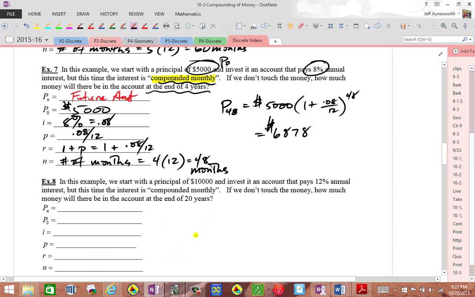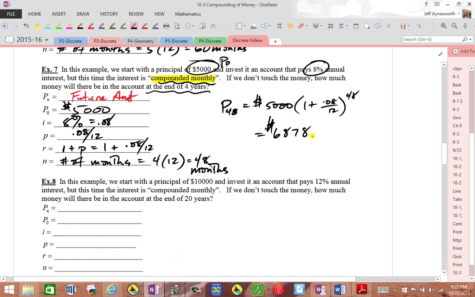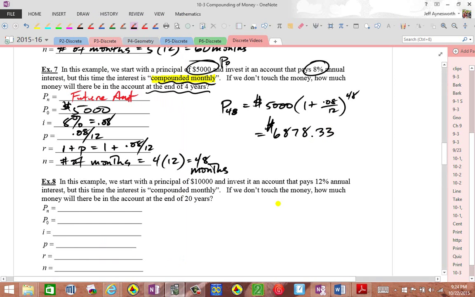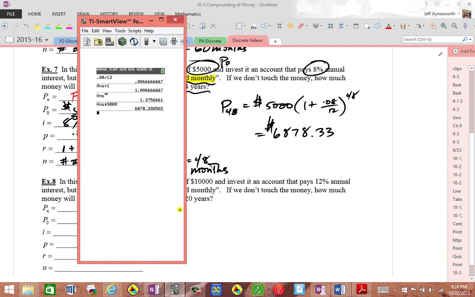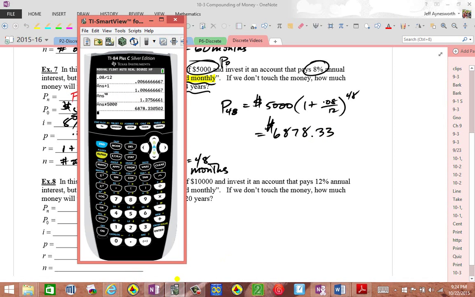6,878. All right, how many cents? 33 cents. Look at that. Okay, so 33 cents right there. My computer's having issues right now. Sorry, guys. Okay, there we go.